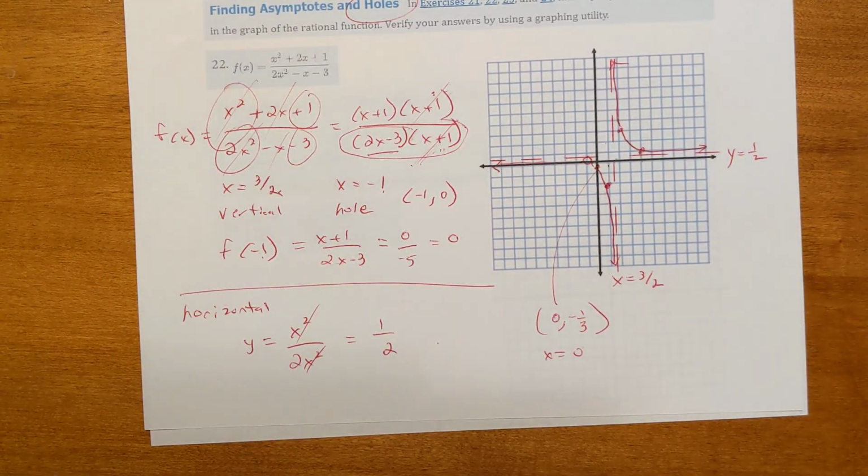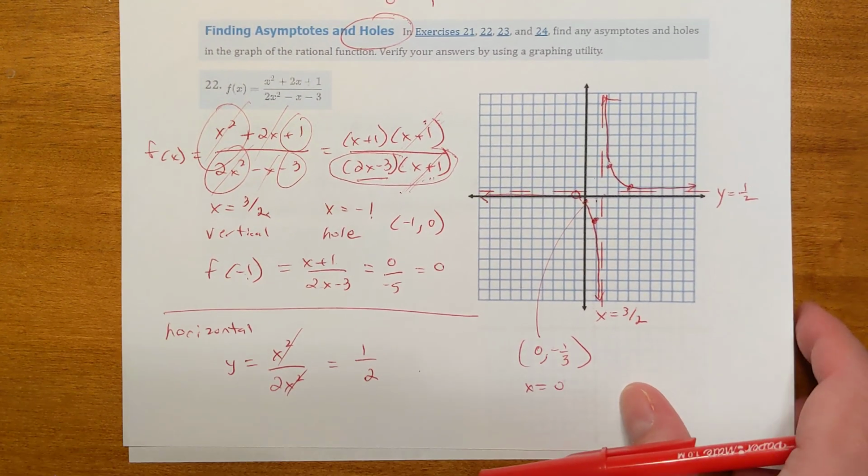Beautiful. We have the intercepts. We have the asymptotes. Looks good. All right, and I think that's about it.